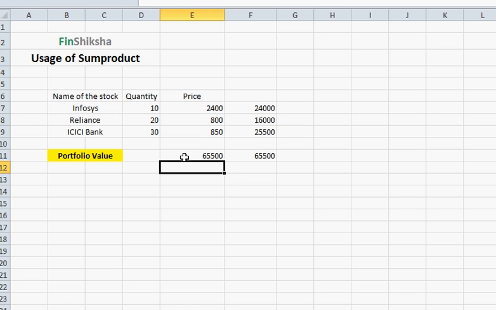We find that the value of the portfolio found as per SumProduct is the same as the value found using the sum function. And just to reiterate quickly, the syntax of SumProduct would take the first set of data, which is the quantity of the number of stocks, the second set of data, which is the current market price of those stocks. First, take a product of corresponding cells, which is the quantity of a stock and its market price, quantity of the second stock with its market price, third stock with its market price, and then sum it up.